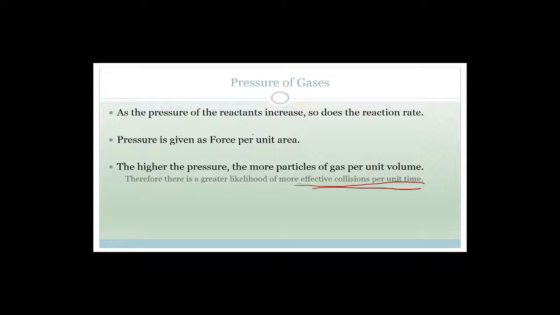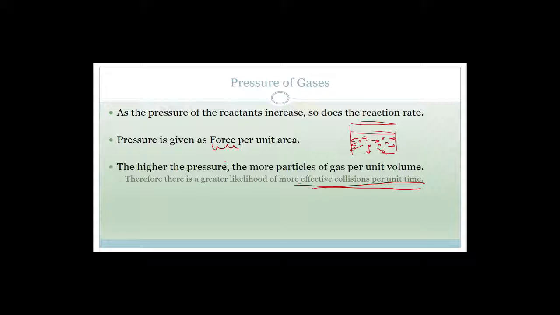Okay, so what is this about the force per unit area? Think about the fact that you have a container and the way that we measure pressure is force per unit area. If there's a greater pressure, then these particles are going to be bumping into each other and into the walls. And if they bump into the walls all the time, there's going to be more force felt by the walls, okay? And there's going to be more bumping into each other.